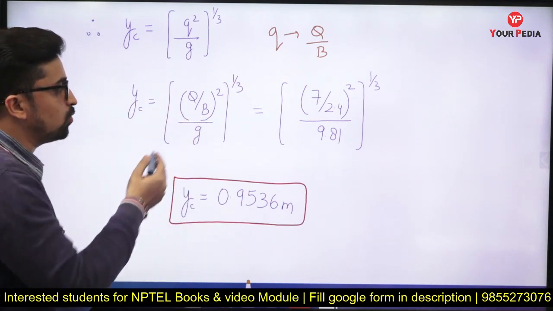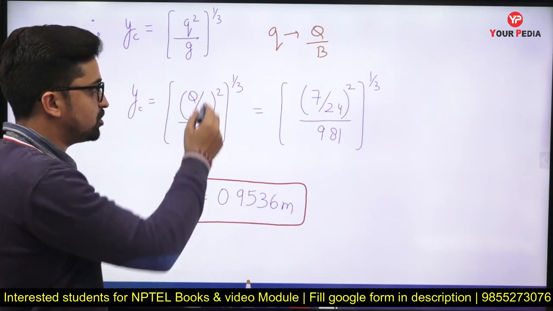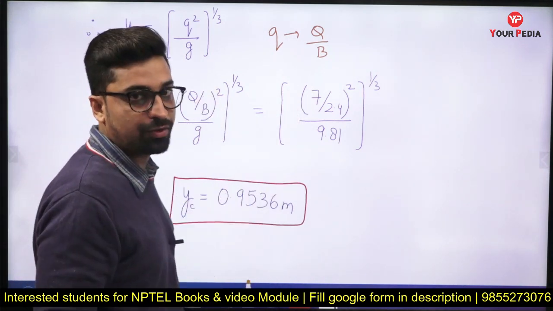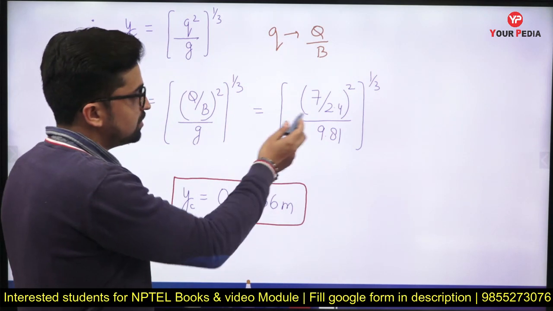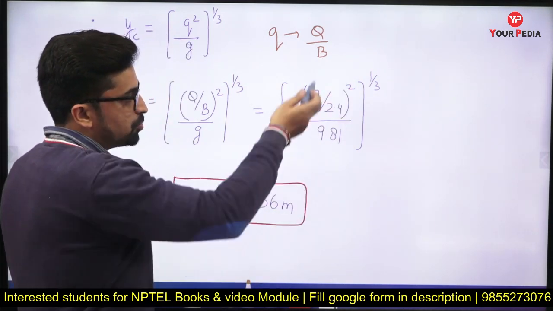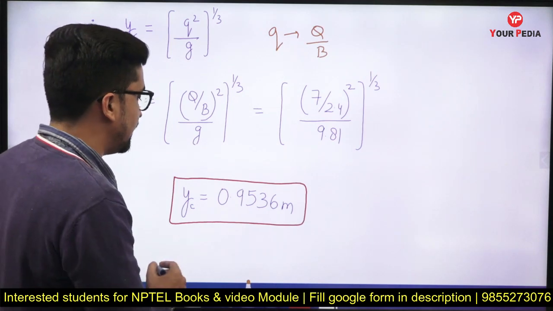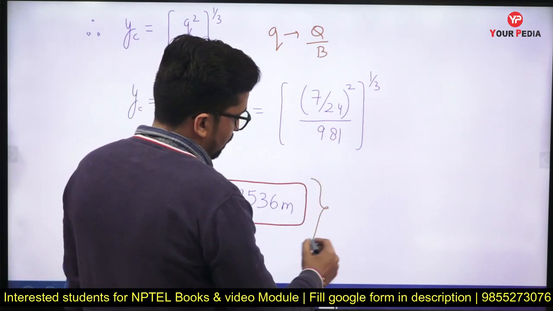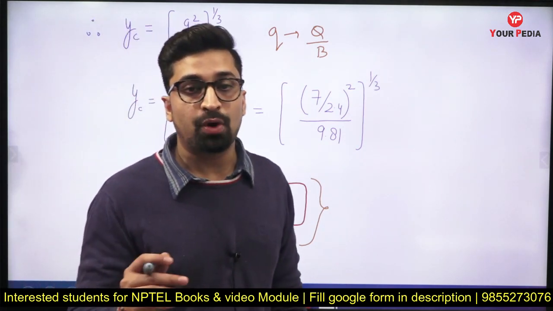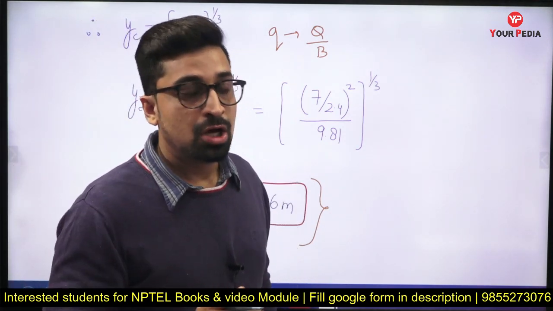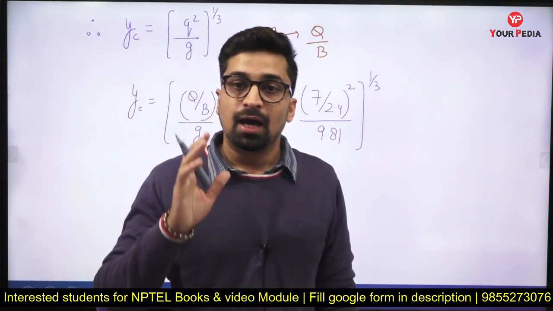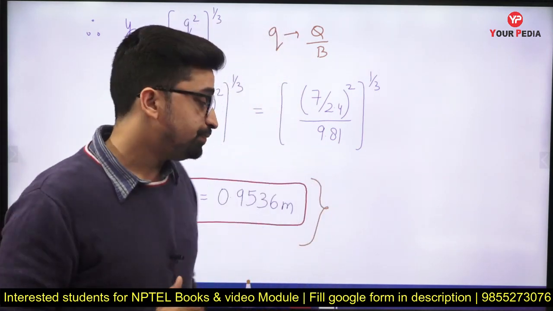So yc will be equal to (q by b) whole square upon g, raised to power 1 by 3, and this will be equal to q is 7 qmax, which was given in the question, and width is 2.4 meter, raised to whole square upon 9.81, raised to power 1 by 3, and from this we will get the critical depth as 0.9536 meter. So our critical depth is 0.9536 meter. So till this depth of flow the upstream depth won't change, right?